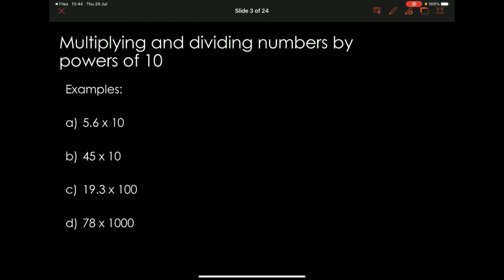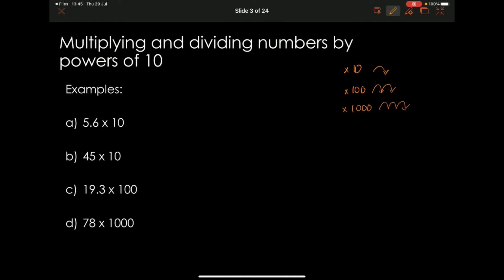So the first thing we're going to look at is multiplying and dividing numbers by the powers of 10. If you want to pause the video and have a go at this first, then please go ahead. But all you need to remember is if we times by 10, we move the decimal point one place, or we add a 0. If we times by 100, we move the decimal point 2 places, or we add 2 zeros. And if we times by 1,000, we move the decimal point 3 places, or we add 3 zeros. So pause the video and have a go, and then press play for the answers.